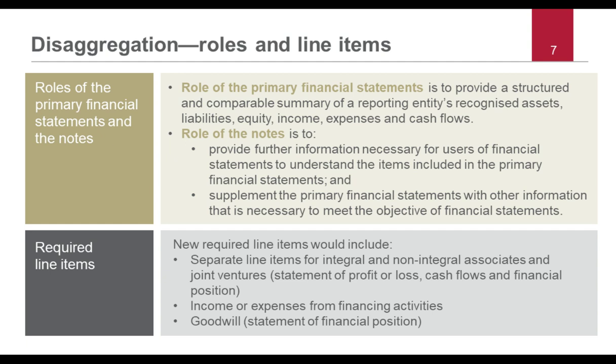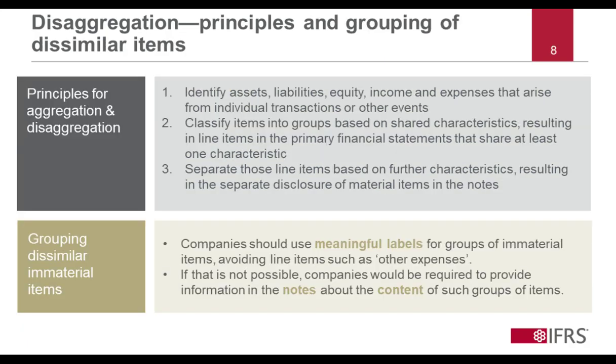And then similarly, the board is also proposing that income and expenses from financing activities are presented as a minimum line item, and that would replace the existing minimum line item for finance costs. And then finally, consistent with our proposed guidance on disaggregation, the board is proposing goodwill as a minimum line item in the balance sheet. And that's because goodwill is considered to have significantly different characteristics from intangible assets, with which it's often aggregated today.